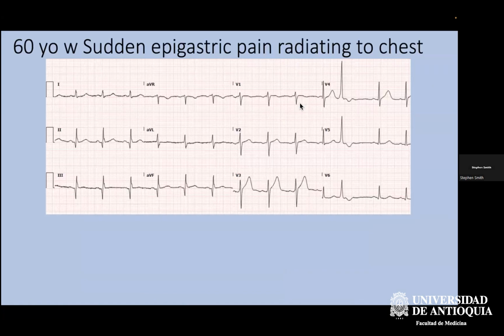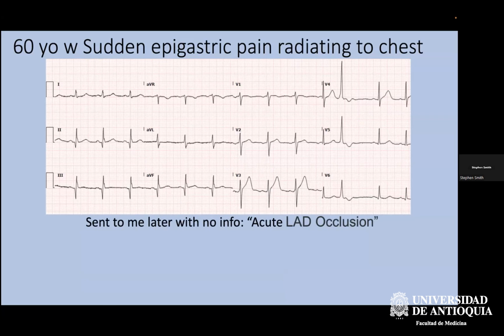So here's an example case. A 60-year-old has sudden onset of epigastric pain radiating to the chest, and he has this electrocardiogram. And this is a hyperacute T wave here. It is all but diagnostic of an acute LAD occlusion. There's also an old inferior MI with Q waves here, but this is the important thing today. This was not seen by the clinicians. It was sent to me later, texted to me, and I responded acute LAD occlusion.